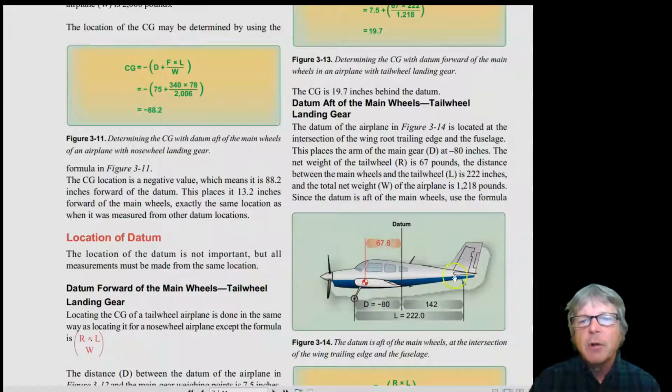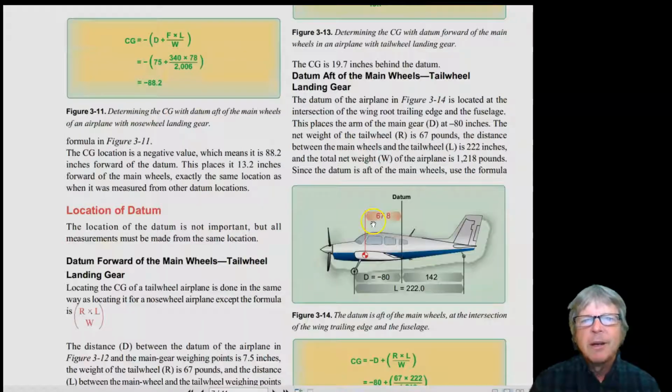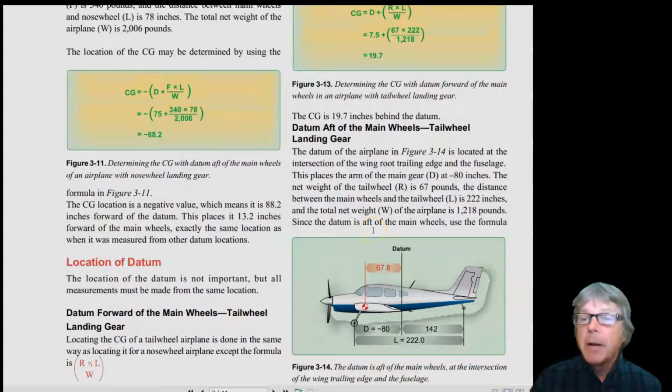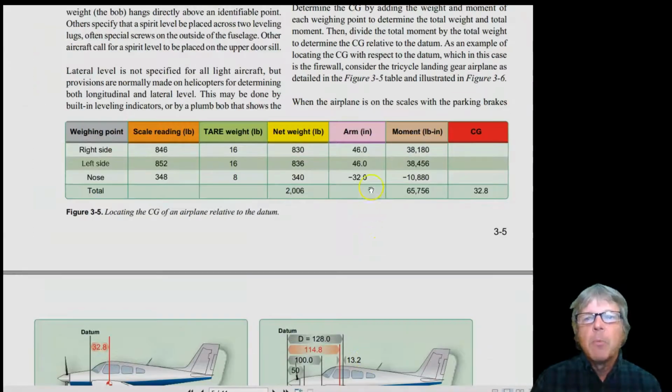Here's a tail dragger. You need to use the datum after the main wheels with a tail wheel gear, if that's the configuration of your airplane. You find the configuration, use the formula exactly like they show it, and you'll come out with the correct answer. But I don't like to confuse this, because my formula of weight times arm equals moment is the simplest, and that's what we're going to stick with here. I did want you to know about that, and it is covered here in Chapter 3.